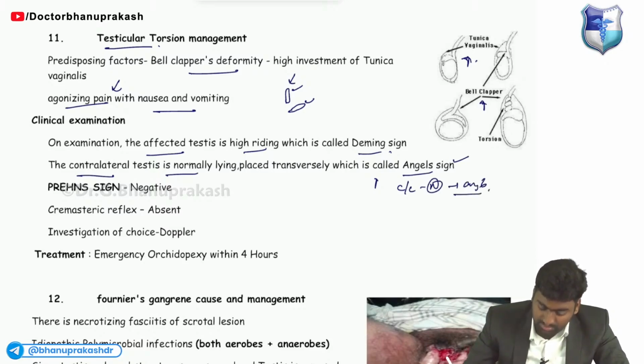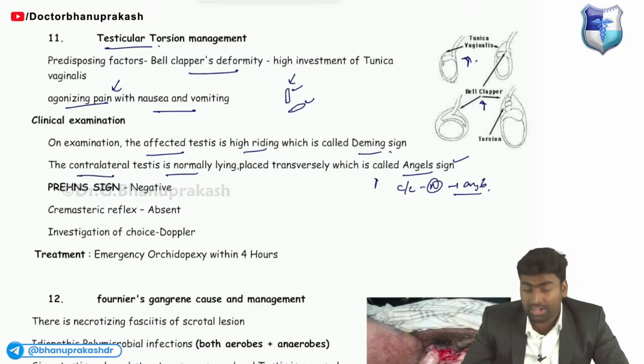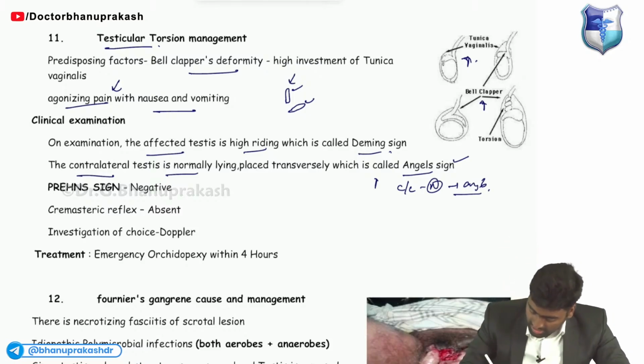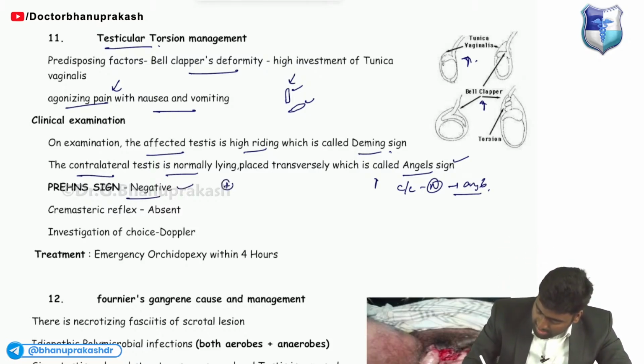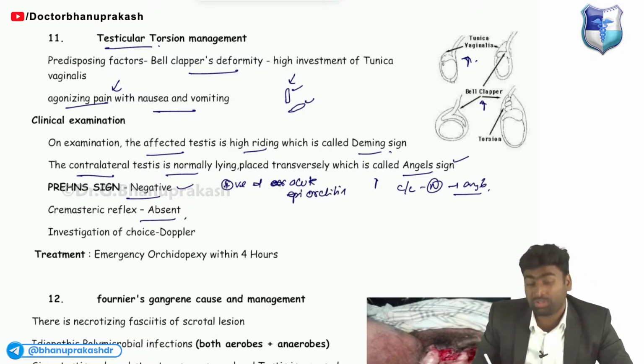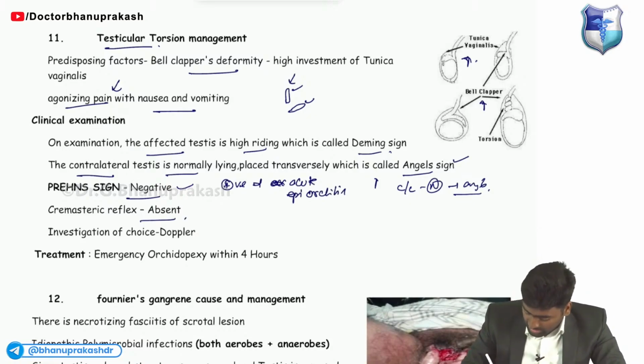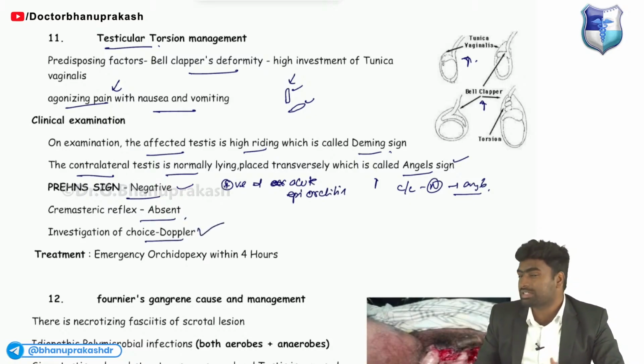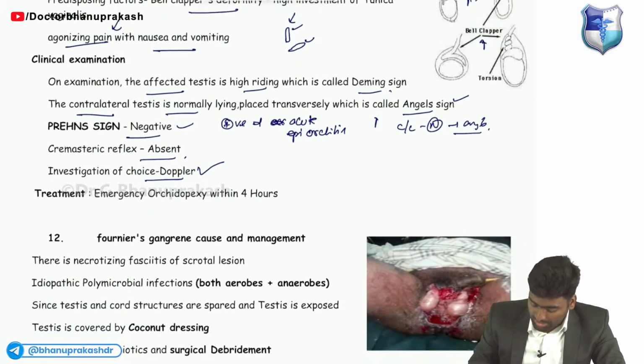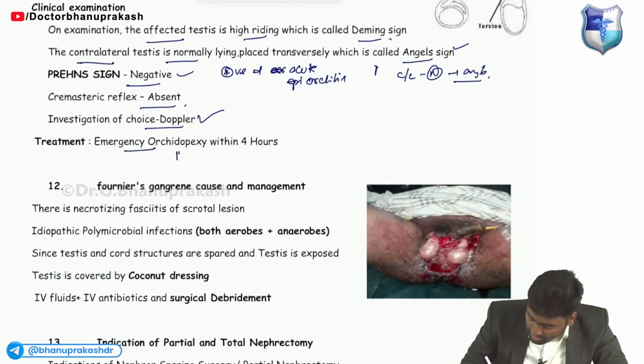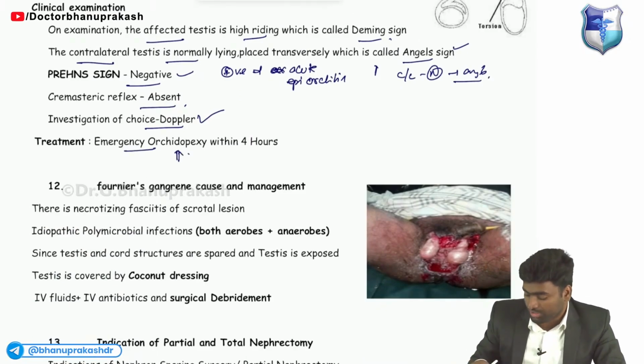So remember, Prehn sign will be negative in a case of testicular torsion, and positive in a case of acute epididymo-orchitis. Here, if you elicit the cremasteric reflex, it will be absent. Investigation of choice to see the vascular supply is Doppler. And management is emergency orchidopexy.